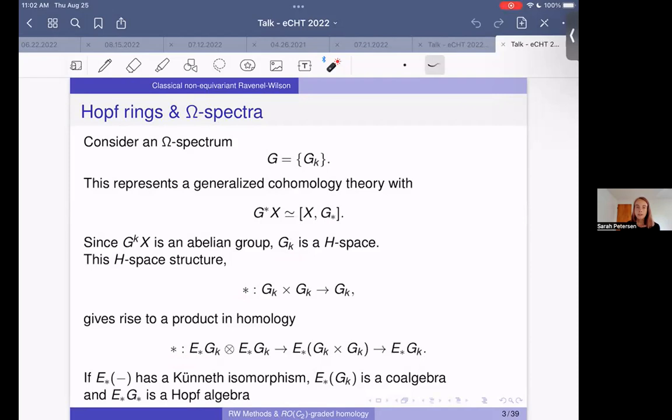So if we require that our homology has a Künneth isomorphism where the space is GK, making the E homology of GK a coalgebra, then this will endow the E homology of G with all of the structure of a Hopf algebra. So this is great, but we can ask for even more structure than this.